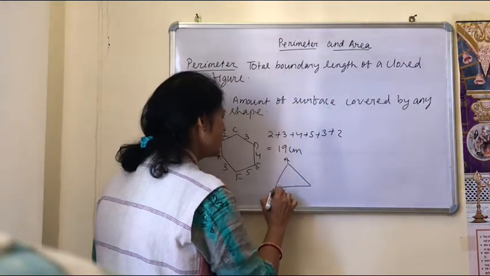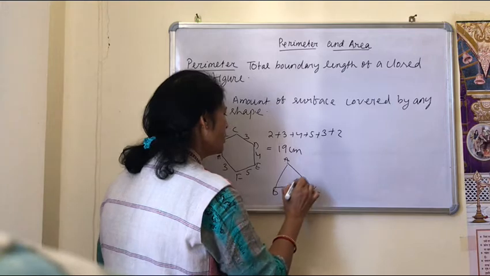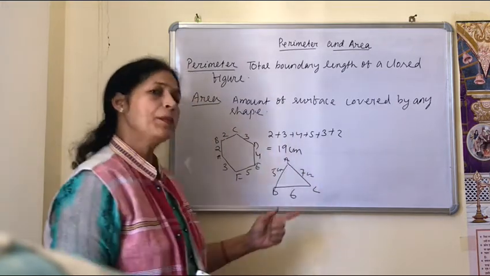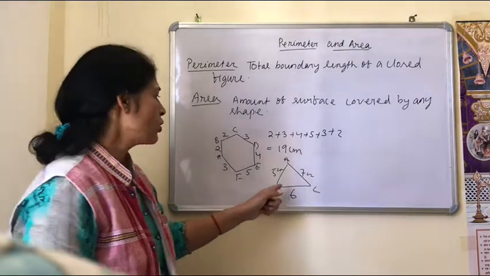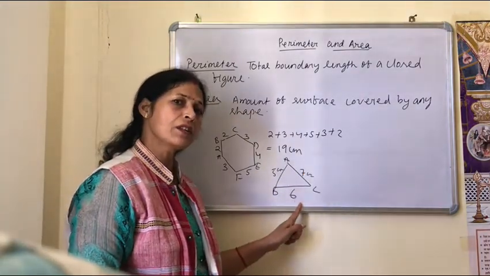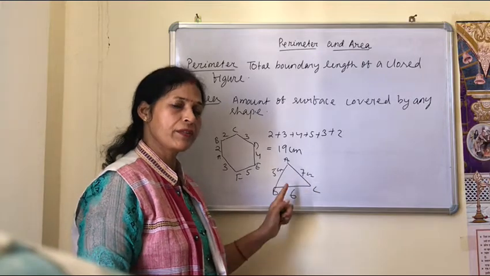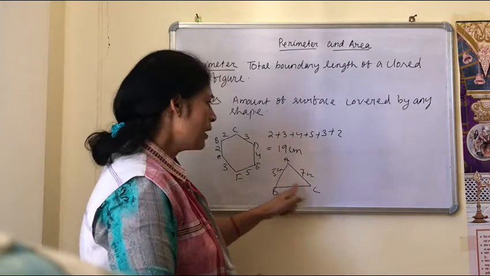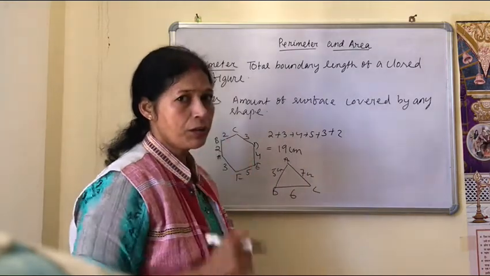Let it be one triangle. Suppose ABC, this is 6 centimeter, this is 7 centimeter, this is 5 centimeter. What is the perimeter of this triangle? So 5 centimeter plus 7 centimeter plus 6 centimeter. That is the total distance covered by the figure, the total boundary length. Clear? This is your perimeter.